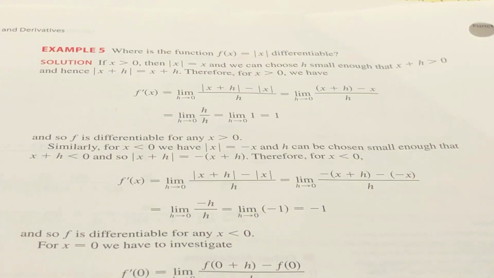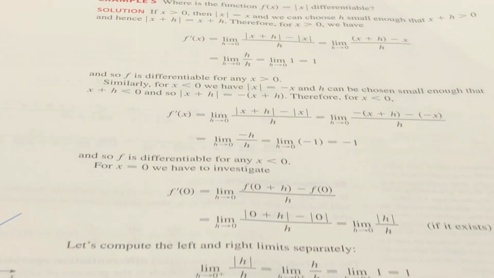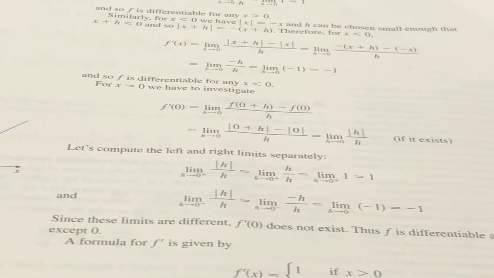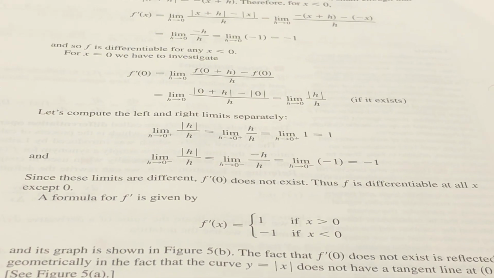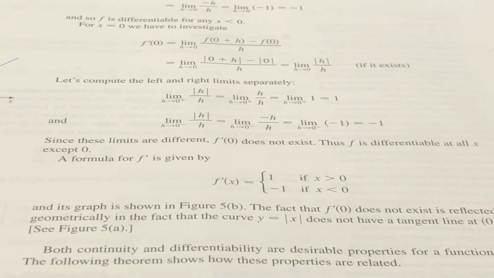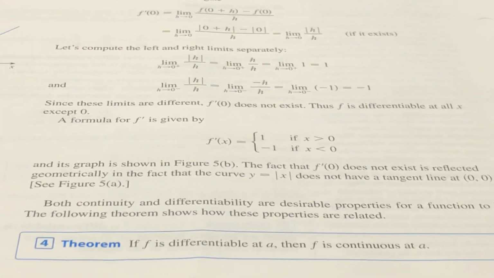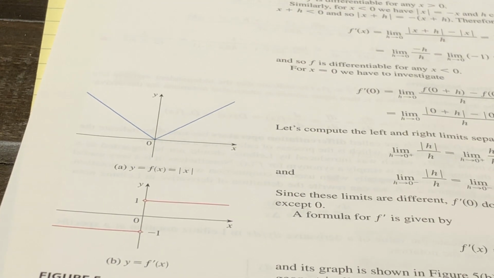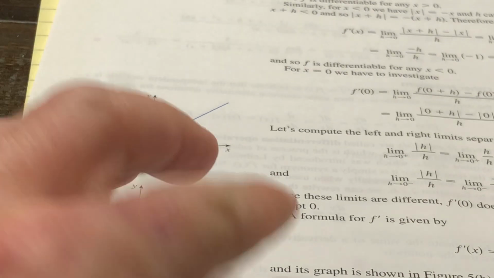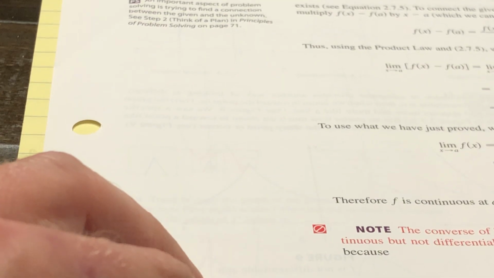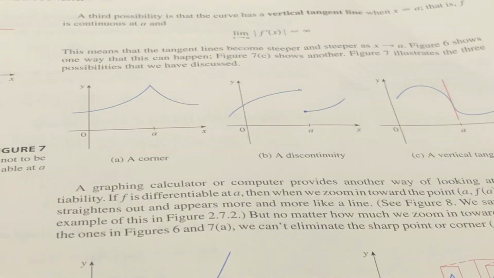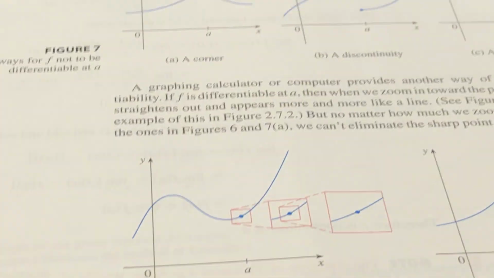Again, they're doing left and right side limits there. So when you have this sort of graph, we'll talk about jump discontinuities too. They talk about that as well. When you have an absolute value function, which gives you a sharp corner, you don't have a derivative.